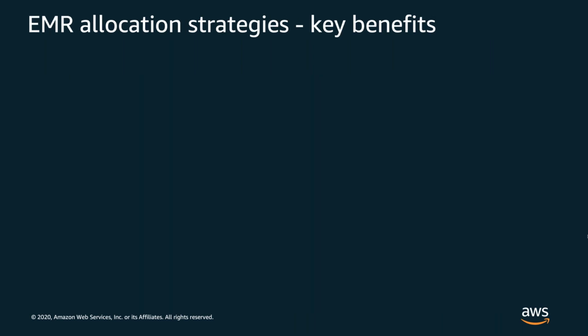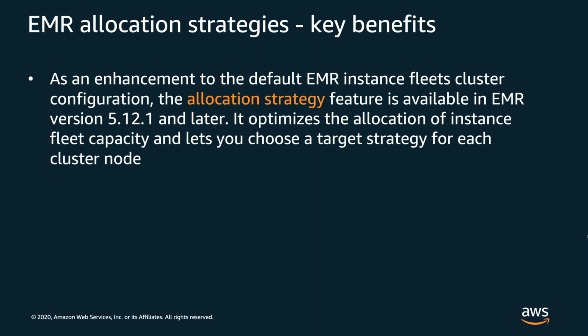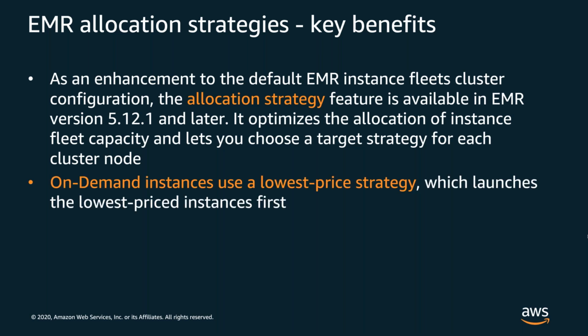So I did say EMR has the concept of allocation strategy. So what is an allocation strategy? Basically, it's a feature that is available in EMR as of version 5.12.1 and later. What it does is it effectively optimizes the allocation of each instance fleet and lets you use the target strategy for each cluster node. It has two different options here.